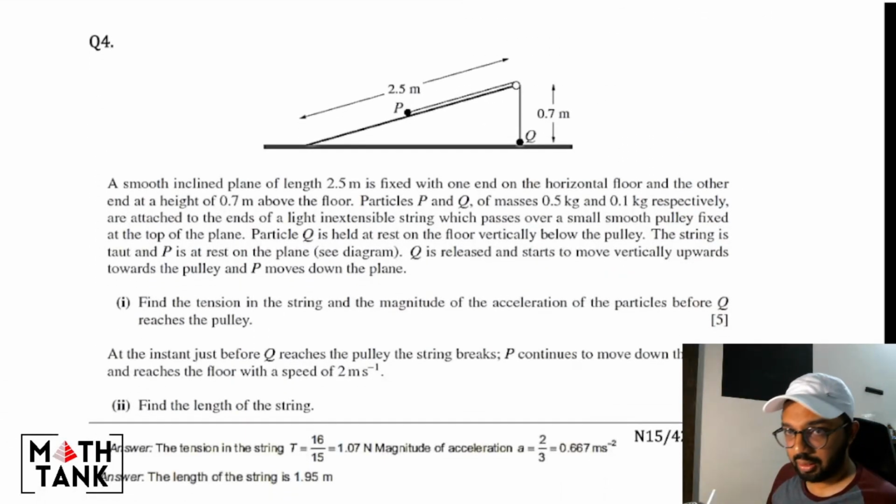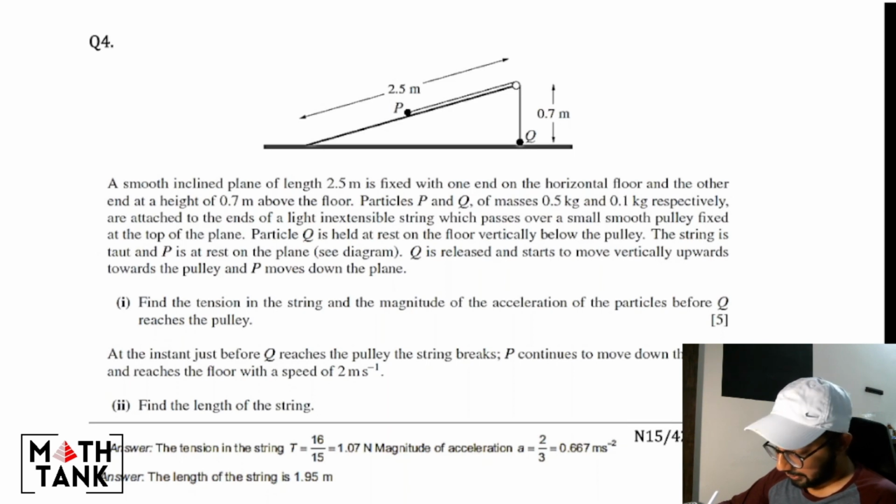Okay, moving on to question number 4. These are slightly long questions. That is usually true for connected particles and pulleys. A smooth inclined plane of length 2.5 meters is fixed with one end on the horizontal floor and the other end at a height of 0.7 meters above the floor. Particles P and Q of masses 0.5 kg and 0.1 kg respectively are attached to the ends of a light and inextensible string which passes over a smooth fixed pulley fixed at the top of the plane.